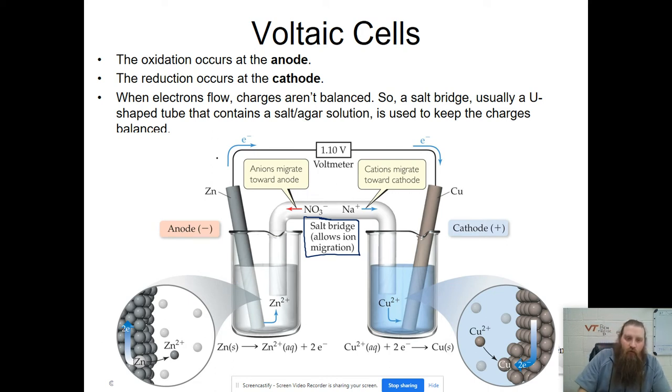So the electrons are flowing up here. They're flowing from the anode to the cathode. The ions are flowing through the salt bridge. All right, so some of the anions are going to go left towards the anode. So all of the anions migrate towards the anode. Any of the cations are going to migrate towards the cathode.